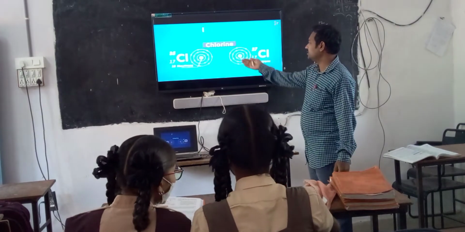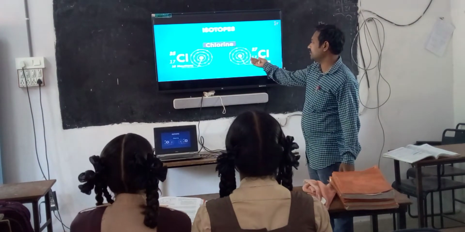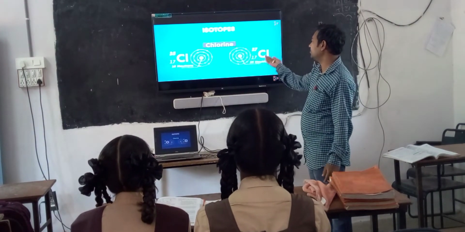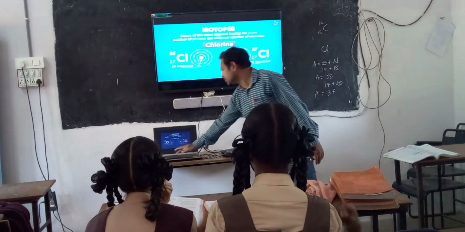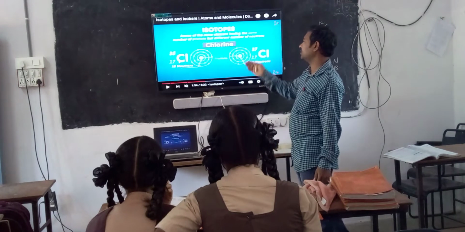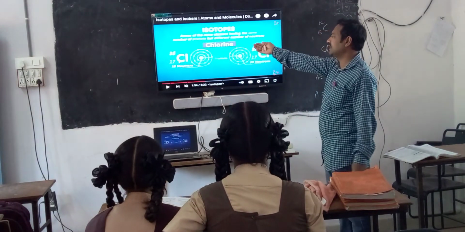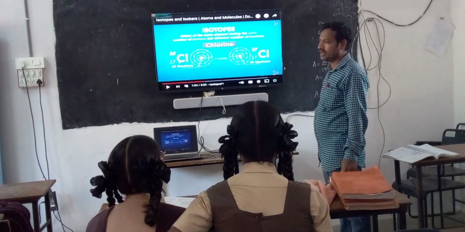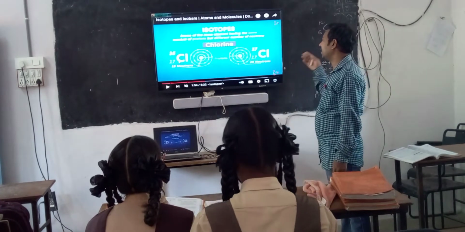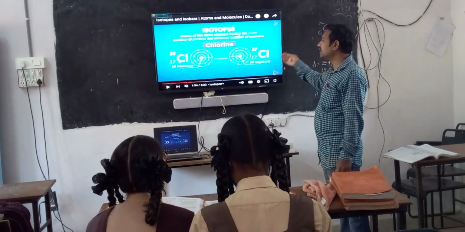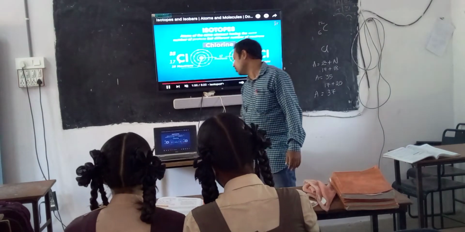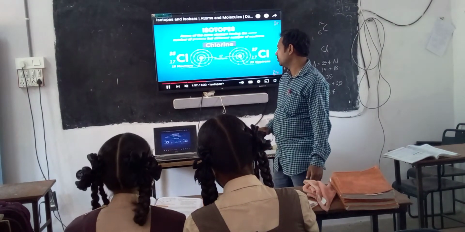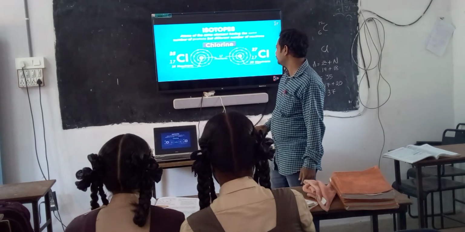So here 17 protons are the same, with 18 neutrons or 20 neutrons. The only difference is neutrons. Atoms of the same element having the same number of protons but a different number of neutrons are called isotopes.